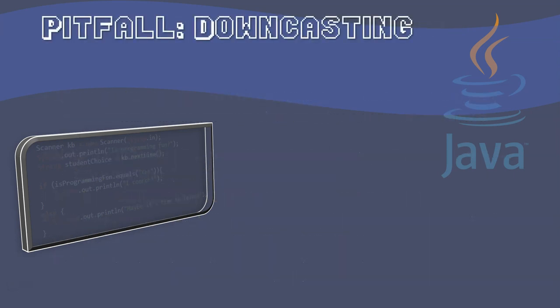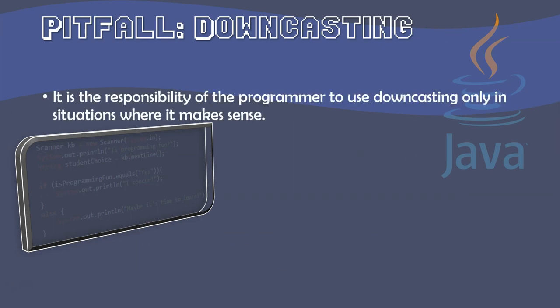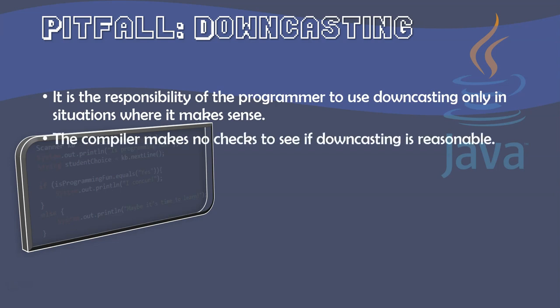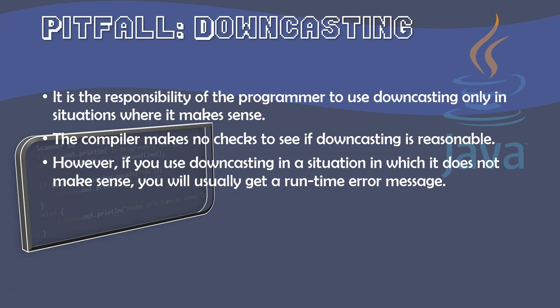Now, of course, as we mentioned, there are errors we can run into, but there are also pitfalls we have to be aware of. As we already mentioned, only use this when it makes sense. That's the first thing to remember. Only use this when it makes sense. The compiler is not necessarily going to check whether the downcast is reasonable or not. Remember, the two places errors will show up are at compile time or at runtime. However, if we use downcasting in a situation where it does not make sense, we're usually going to get a runtime error message. So that's kind of nice, that we can still get some feedback that, hey, this is going to cause trouble.